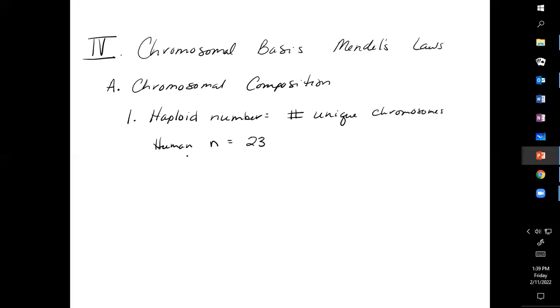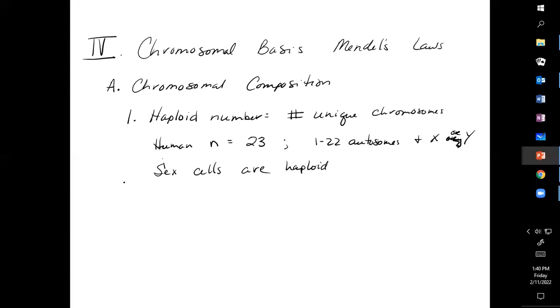Now, we have a haploid number of chromosomes in sex cells. So sex cells are haploid, meaning they have 23 total chromosomes. And of these 23, we know that 1 through 22 are the autosomes, and either X or Y to make the 23rd. So there are 23 unique chromosomes. Sex cells are the only haploid cells in humans or in mammals.